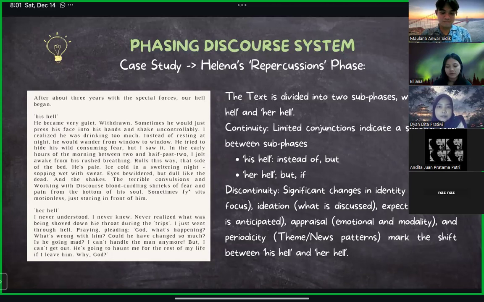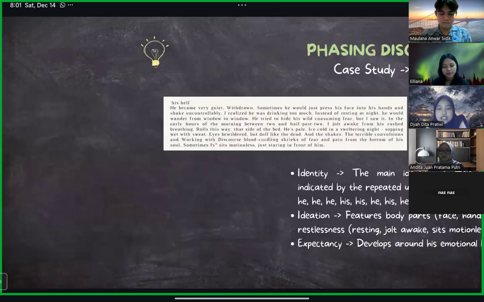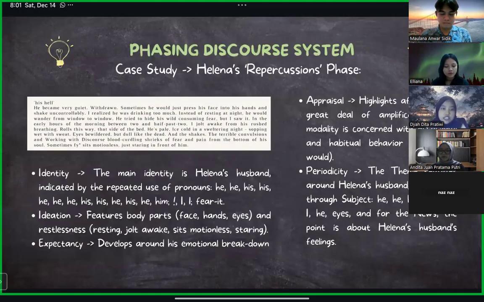Next, please. Okay, so the next is about the discourse features in the his hell phase. There are 5 points here. The first one is identity. The main identity in this phase is Helena's husband, indicated by the repeated use of pronouns such as he, his, him, I, and favorite.